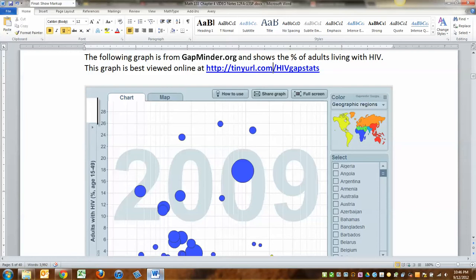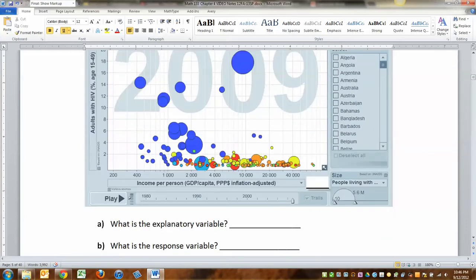All right, so let me go back. So here on Gapminder, I'm asking what is the explanatory variable and what's the response variable. In this case, the explanatory variable is the income per person, and that's GDP per capita. Capita means head, like caput is your head in Latin. So it takes the amount of stuff your country produces in dollars and divides by how many people there are in that country. That's GDP.